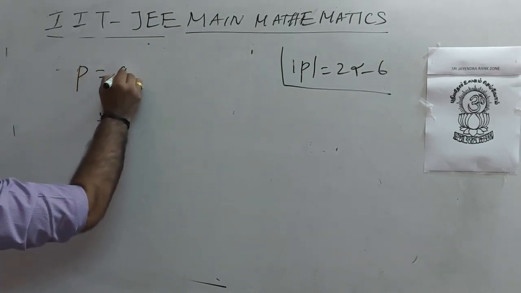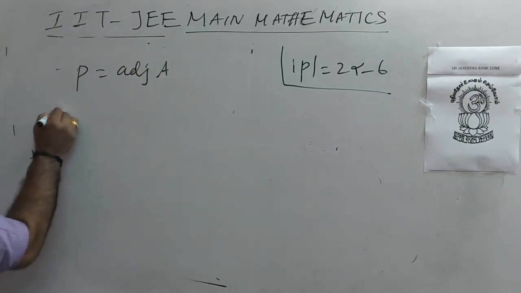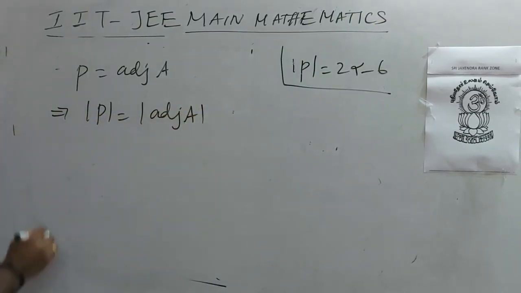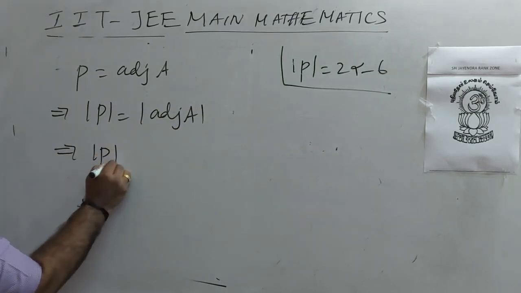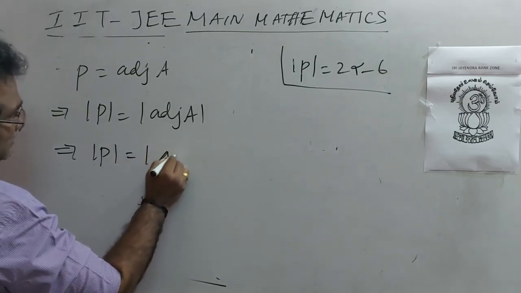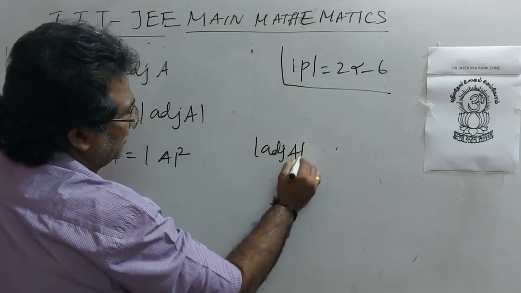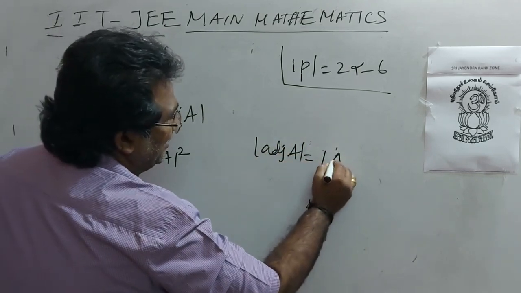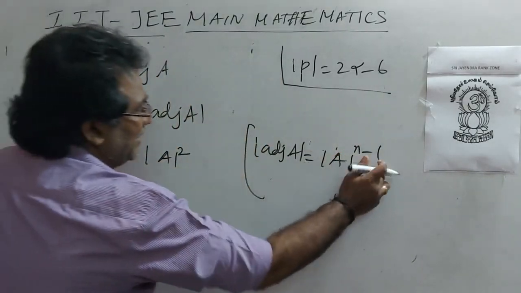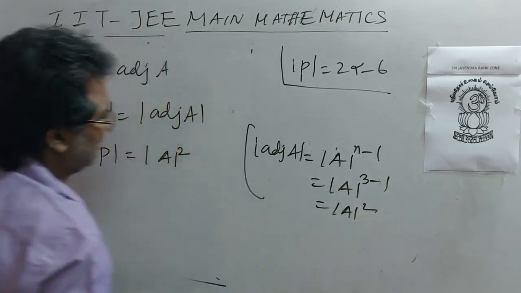So P equal to adjoint of A. So determinant P equal to determinant of adjoint of A. We know that determinant of adjoint of A equal to determinant A whole power n minus 1. Here n is 3, so 3 minus 1. Determinant A the whole squared.